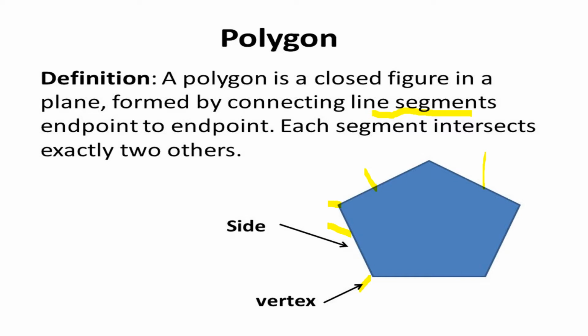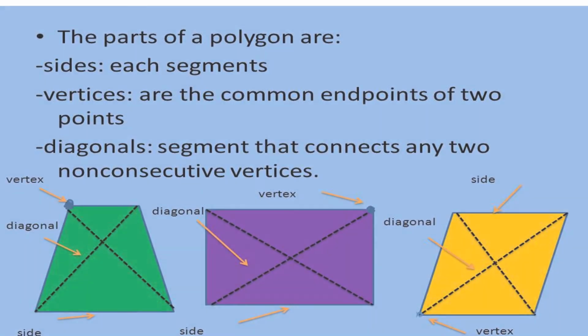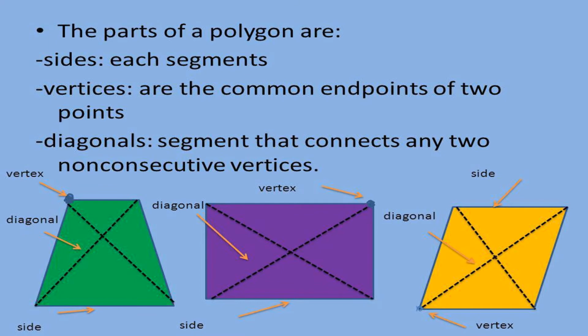Okay. Next, the parts of a polygon. The sides are each line segment. Here they have given 3 figures. In these figures, how many sides are there? 4 sides. In all these 3 figures, 4 sides are there. So these are the sides in this figure.